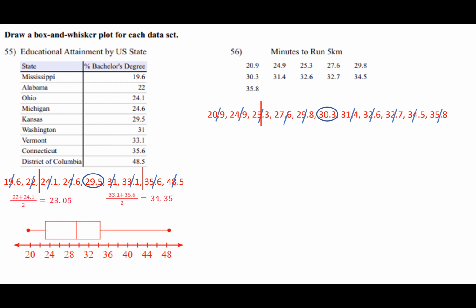On the upper numbers, there's 5 numbers as well. And I'm gonna say in the middle is 32.7. So notice how I need my smallest number and my highest number. Remember, I'm going to represent those as dots. My lower quartile, the median, and the upper quartile, I'm going to represent those as lines on a number line.